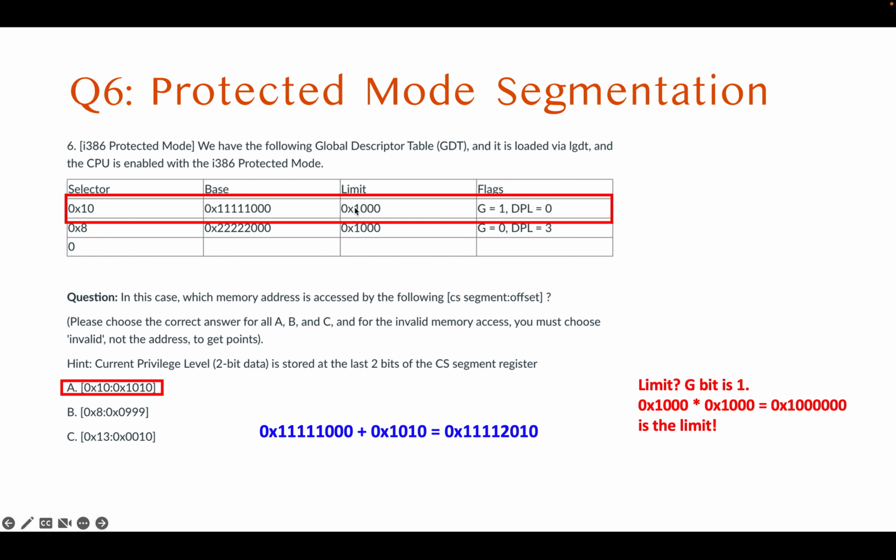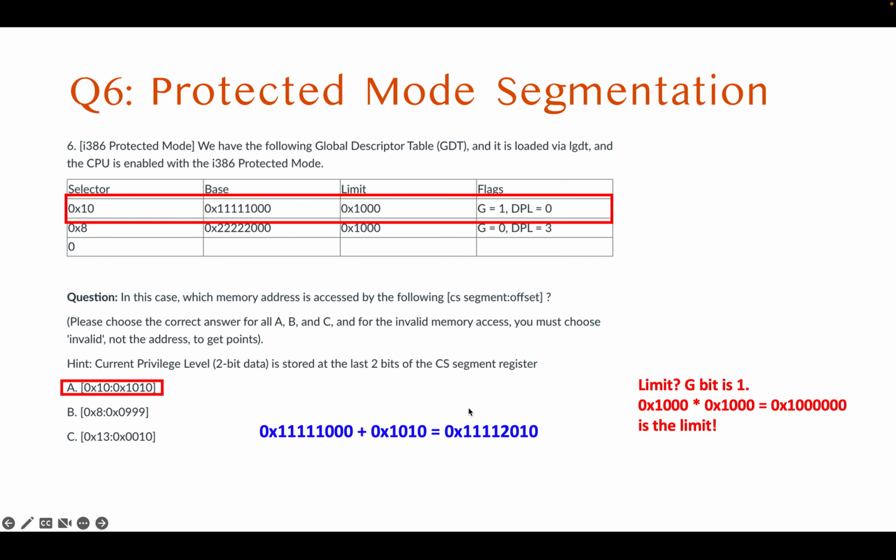The limit value is 1000 in hexadecimal, which is 4096, but we should honor the G flag to calculate the exact limit, because the granularity of the limit is 1 page if G is 1. So the actual limit is this value multiplied by the page size, which is a 16 megabyte region. So it's quite huge. The offset is just 4 kilobytes plus 10, so that's allowed. This is all okay, so the resulting address is this one.